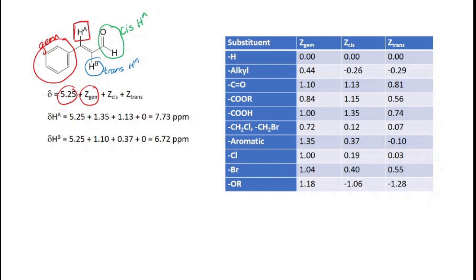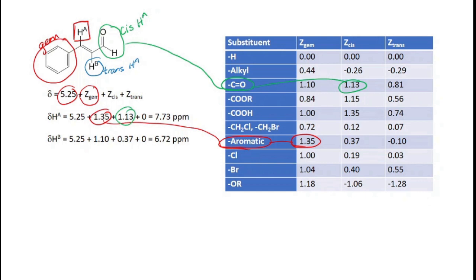And of course, since the base compound is one that had hydrogens in all positions, the effect of another hydrogen is 0. And so we would simply go to the table. 5.25 for HA, we're looking at a geminal aromatic. So we would come to the table, we would go to aromatic, and specifically we would go to the geminal, so we would add 1.35. Then we would add the effect of the cis. So the cis, up here we have a ketone, so we would come to this group here, and for the cis we have 1.13.